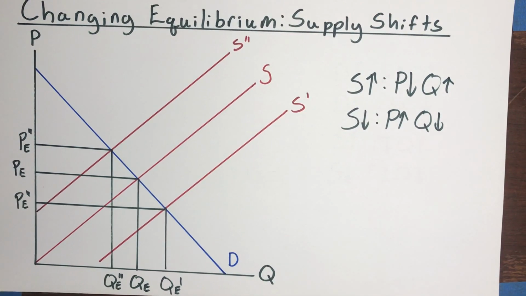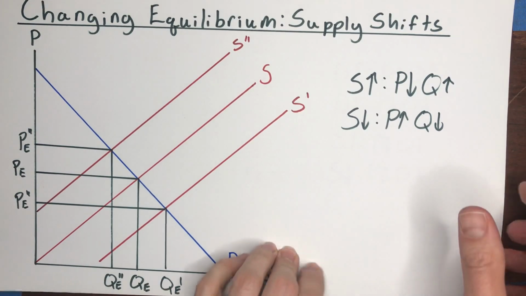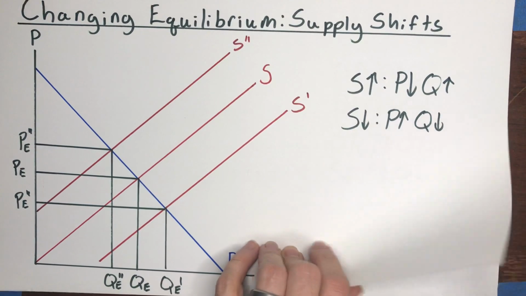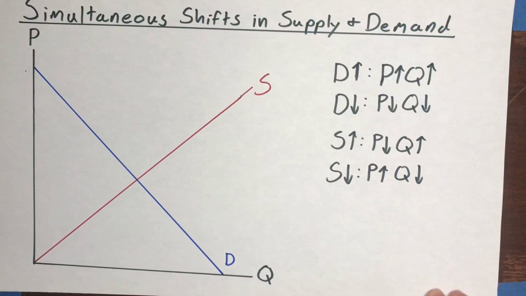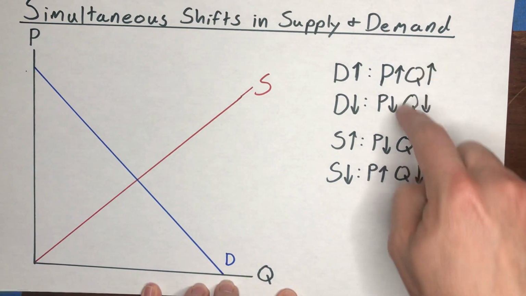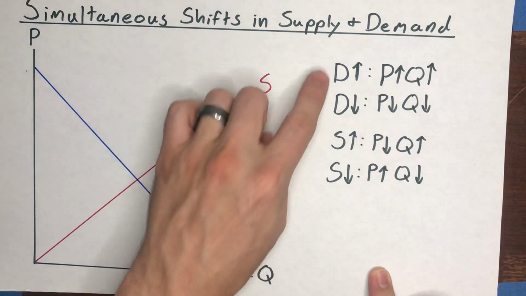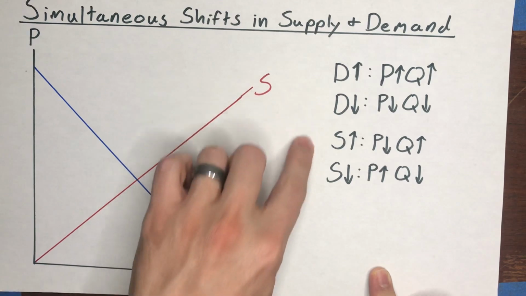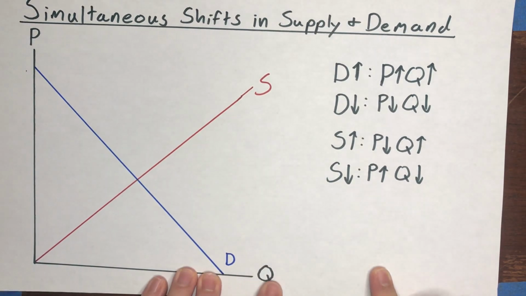Okay. So now we've looked at demand shifts individually and supply shifts individually. Let's think about what happens when there's a simultaneous shift in supply and demand. So we've got these 4 things that can happen: demand increasing or decreasing, supply increasing or decreasing.